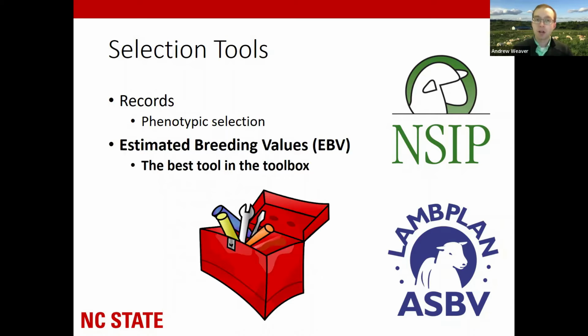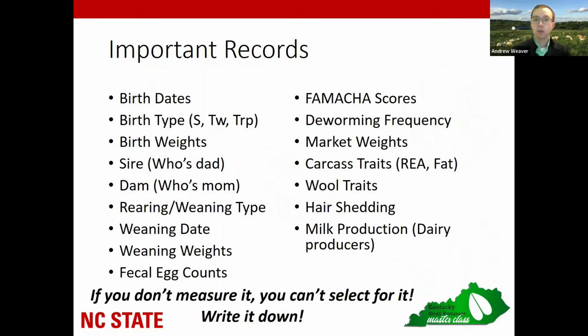These estimated breeding values are the best tool we have in our toolbox. And so while records are very important and they should be kept regardless, when it comes to selecting and identifying those breeding stock, those rams or those bucks to utilize in our breeding programs, it should really be based on these estimated breeding values, as they are our most accurate selection tool. So what are some important records?